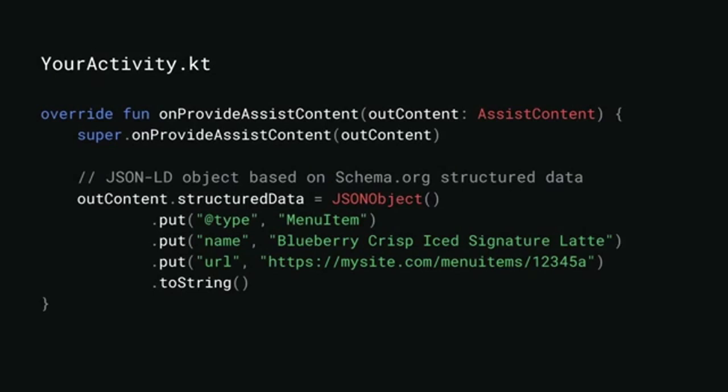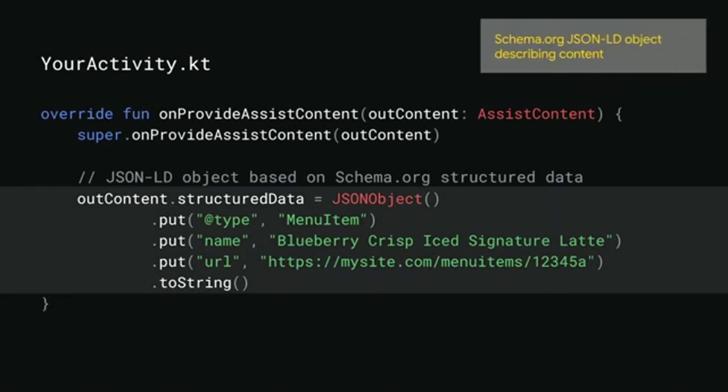To implement this inside a particular activity, override a method called onProvideAssistContent. This takes a single parameter of type AssistContent. And what we ask that you set is, in the structured data field of this object, set a special JSON-LD object based on schema.org markup.